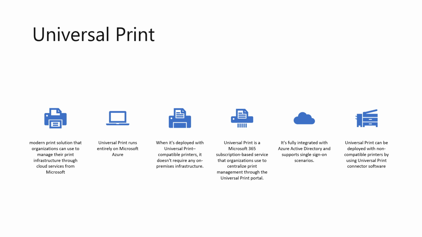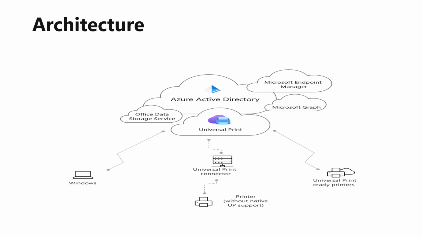Universal Print can be deployed with non-compatible printers by using Universal Print Connector software. So this is a solution that can be used to replace printers on premises. Instead of having your print servers managed on premises, printers can be provisioned in Azure, and users can connect to it just as if they were on premises and use it as a printer.